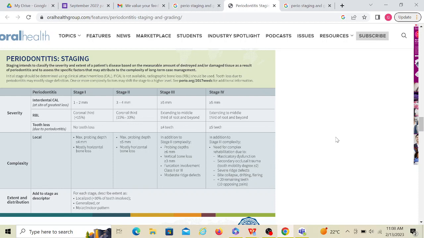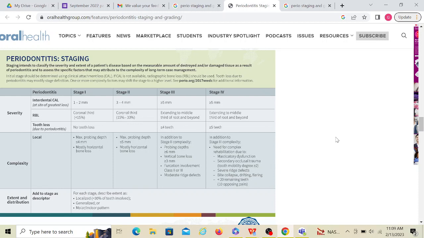When a question is asked, they would be asking you to give an answer like, for example, stage 1 grade A, or stage 3 grade C. So you need to understand what a stage means. Whenever a patient has come to you and you're doing a periodontal examination and you have to write the diagnosis, you would first decide which stage the patient is in. Grading will come later on.